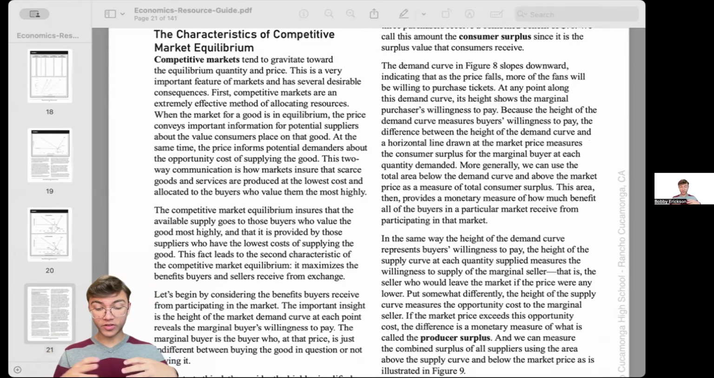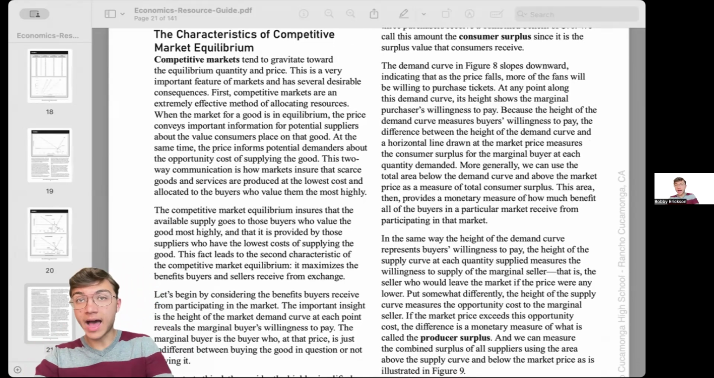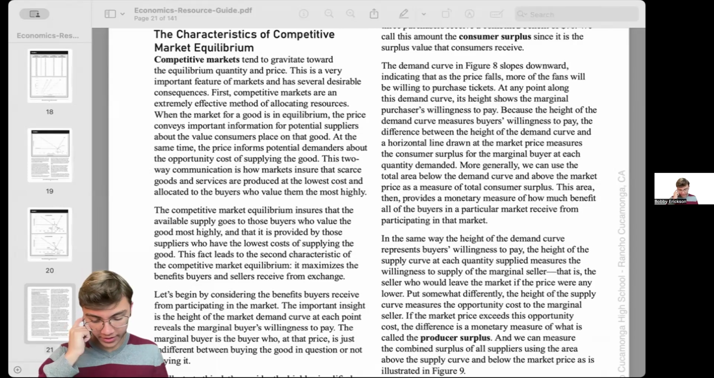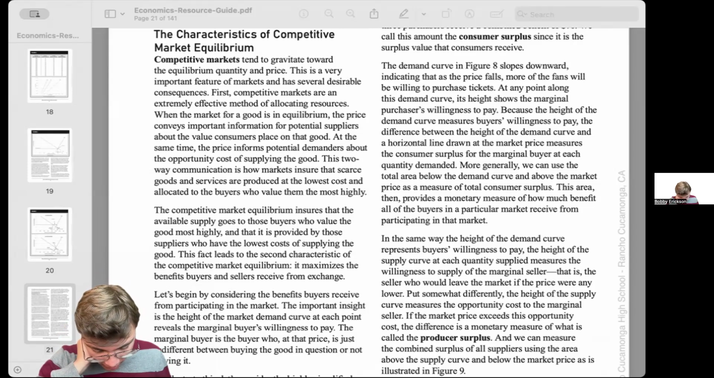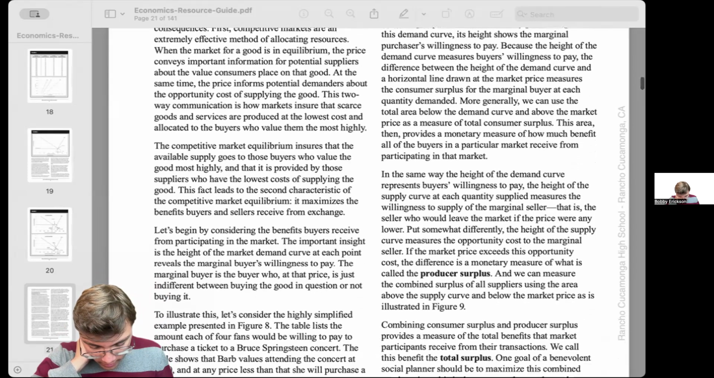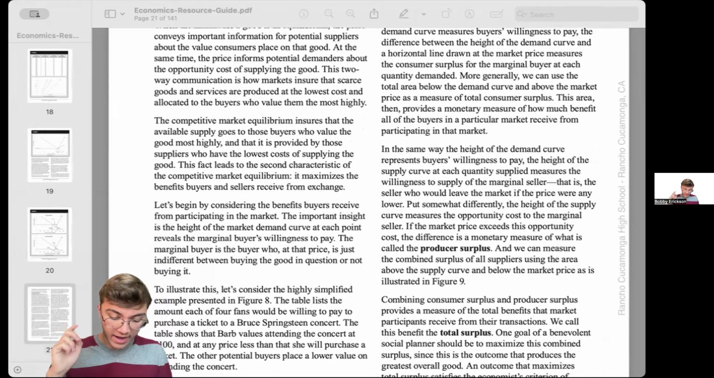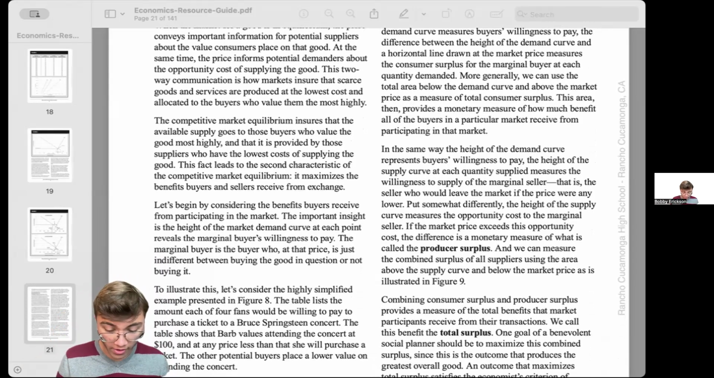And the suppliers who have the lowest costs of supplying that good. So if a supplier finds a way to produce the good in a very easy way, then it ensures that they are going to be able to supply that good at the equilibrium price point. And so this is then maximizing the benefits of buyers and sellers from the exchange.